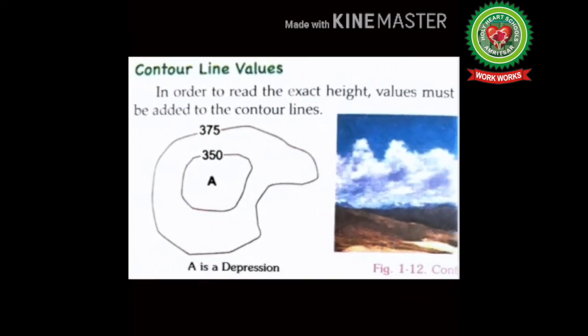Again, back to the reading. Next point is contour line values. In order to read the exact height, values must be added to the contour lines. The contour line should be a color that clearly distinguishes them from the other line elements in the map. The most commonly used color is brown.